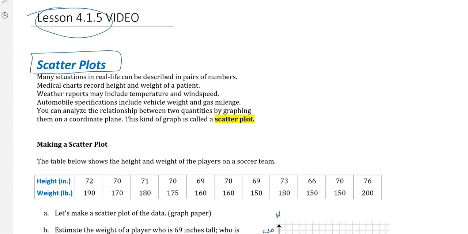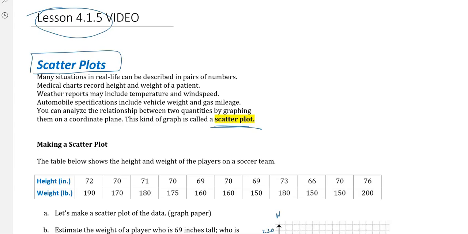Now, many situations in real life can be described in pairs of numbers. Medical charts record height and weight of a patient. Weather reports might include temperature and wind speed. Automobile specifications include vehicle weight and gas mileage. You can analyze the relationship between two quantities by graphing them on a coordinate plane. This kind of graph is called a scatter plot.